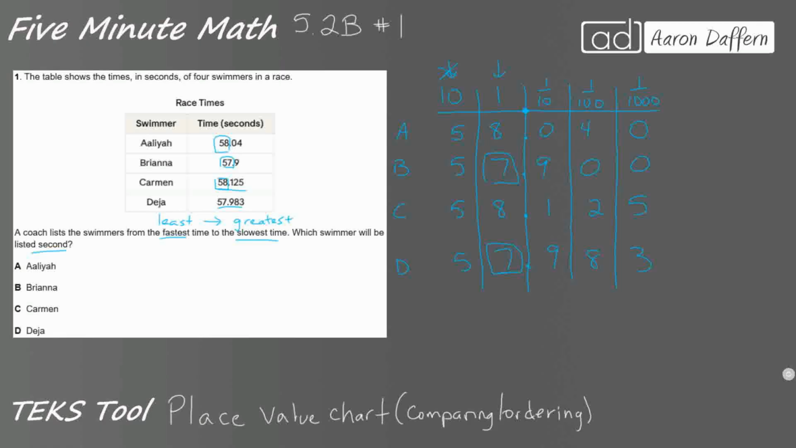Well, I'm going to say my least, my winner right here is Brianna, because we had the 57.9, right? Then we're going to have Deja, because we had the 57.983. Now, I'm going to look at my eights, and I've got to look at 0.040 or 0.125. Well, 0.040 is going to be next, followed by Carmen. We want that swimmer listed second, so that's going to be Deja, D.